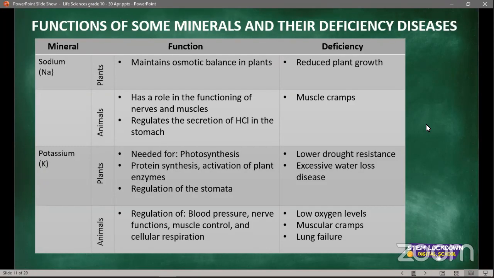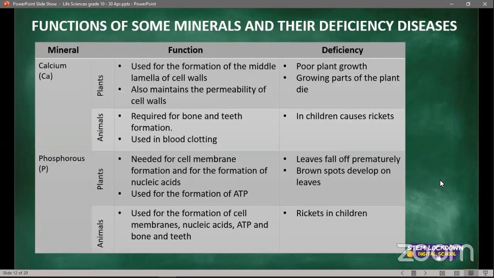So if we ask you in a test to give minerals that have similar deficiency diseases, or that lead to muscle cramps, name 2 minerals that lead to muscle cramps when they are deficient in animals, you will say it is your potassium and sodium. So that's how we ask these questions. So low oxygen levels, this is due to what? The regulation of blood pressure, cellular respiration. Are you guys fine?